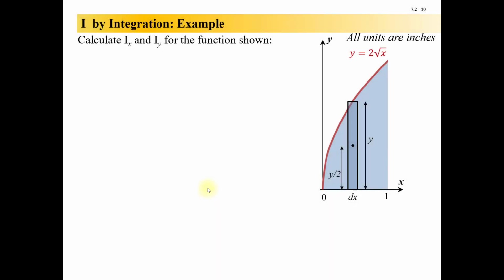So let's look at an example of moment of inertia by integration. Let's calculate Ix and Iy for this red function as it goes between 0 and 1 on the x. The function is y equals 2 times the square root of x.